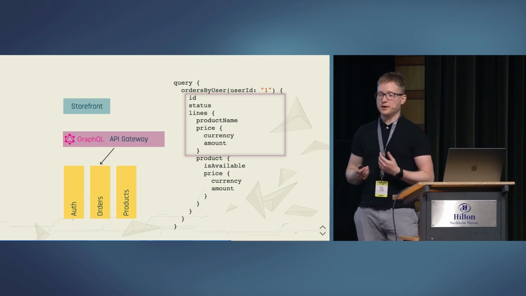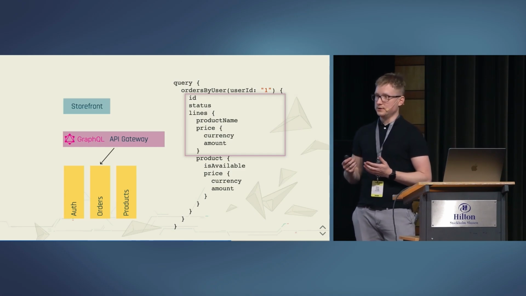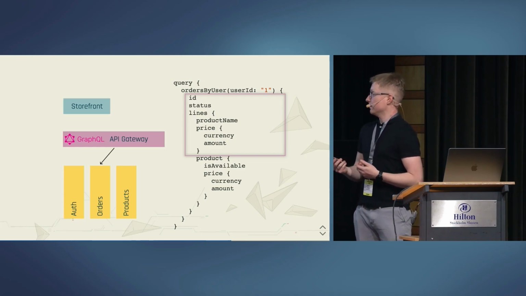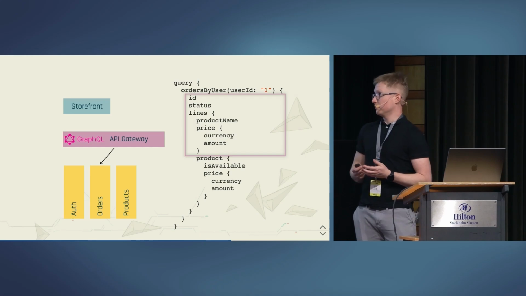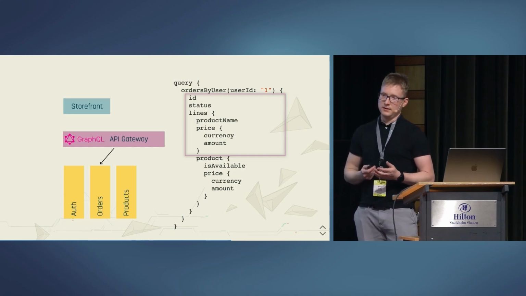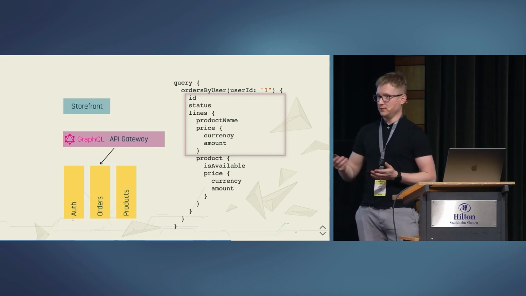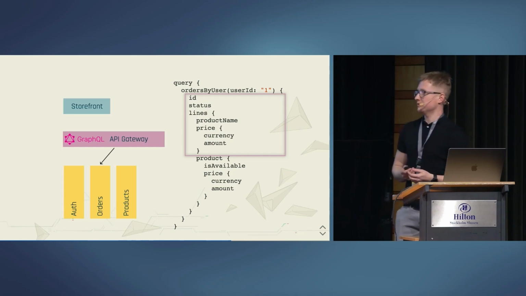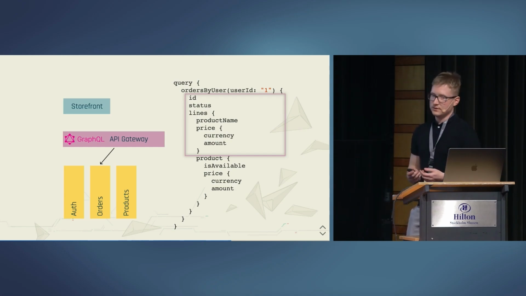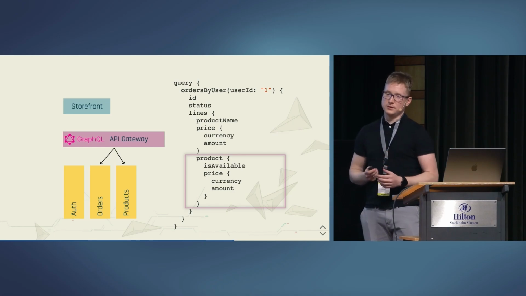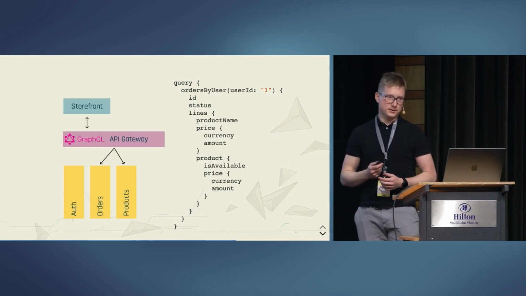However, the business would like to have a reorder feature. So, for example, if I ordered a coffee, I would like to be offered another order of that coffee. However, the order service doesn't know if that product is in stock and what its current price is, because it could have changed over time. So that piece of information will be extracted from the product service, and the combined information will be returned to the storefront.